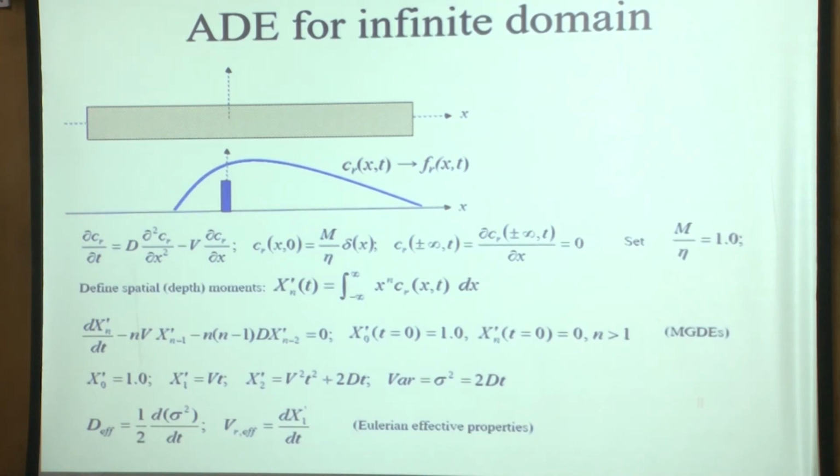What do I want to do? I want to solve for these moments. So essentially, this is my expression for x sub n of t, minus to plus infinity of x to the n.